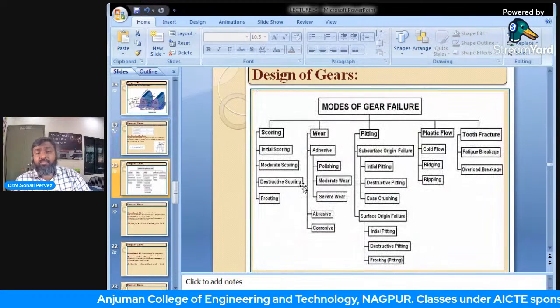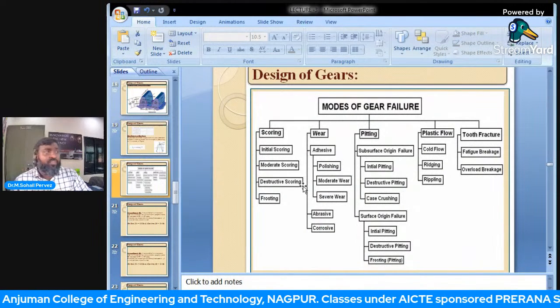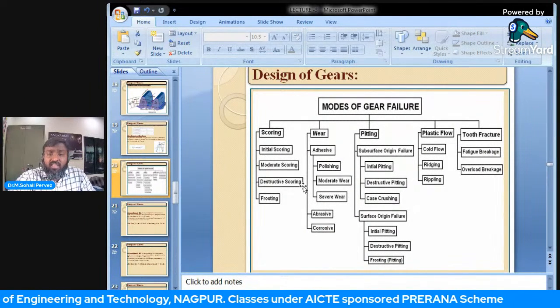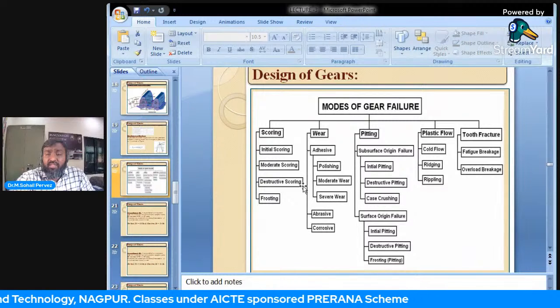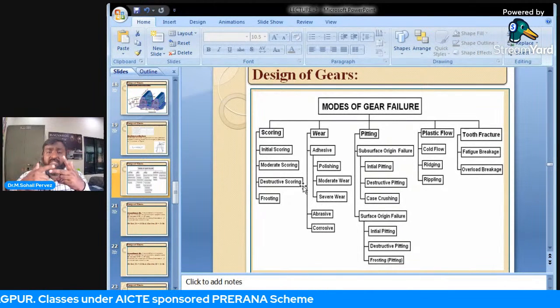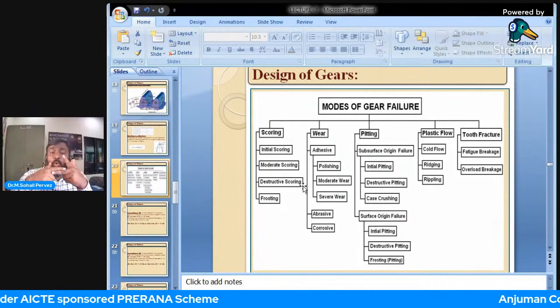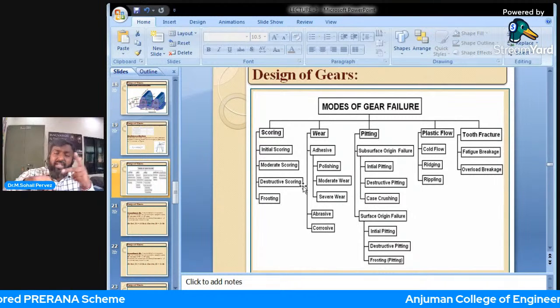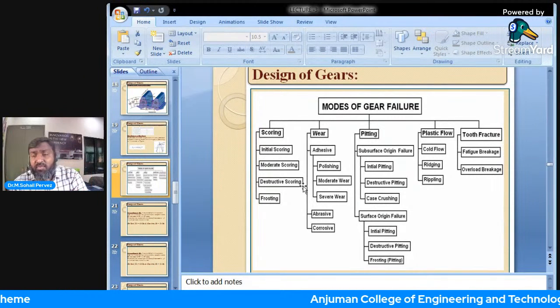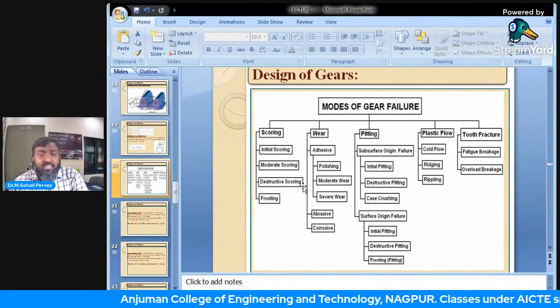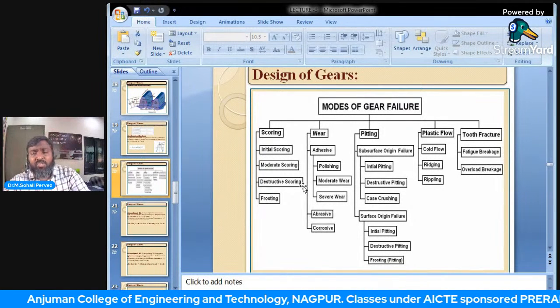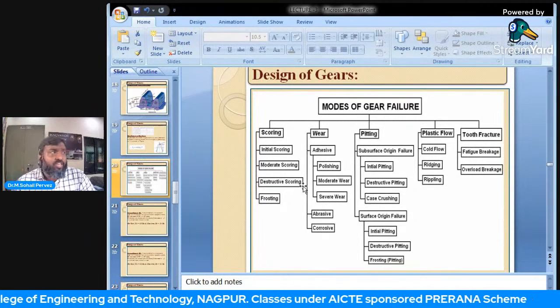The next one: modes of gear failure. These are the modes of gear failure. I was discussing that scoring will be there, wear will be there, pitting will be there, then plastic flow, tooth fracture, fatigue, and overload breakage. So these are the different modes of failure for the gear tooth.